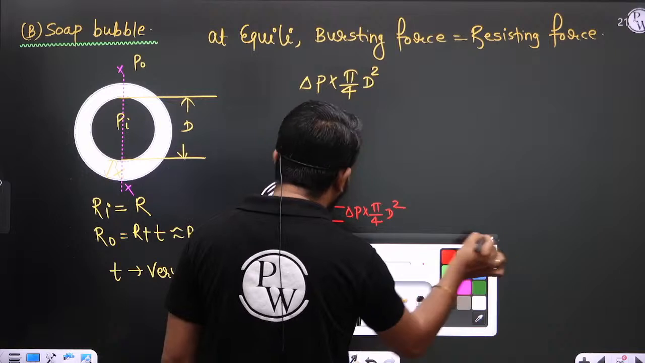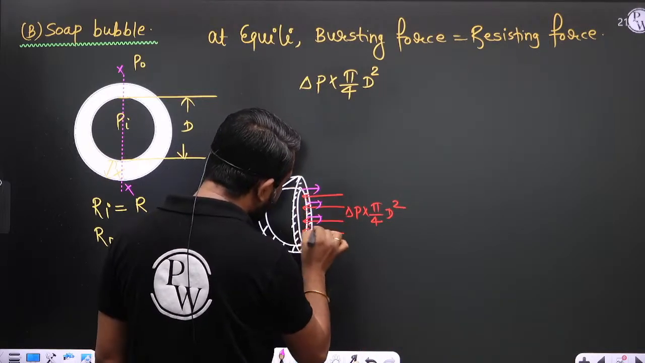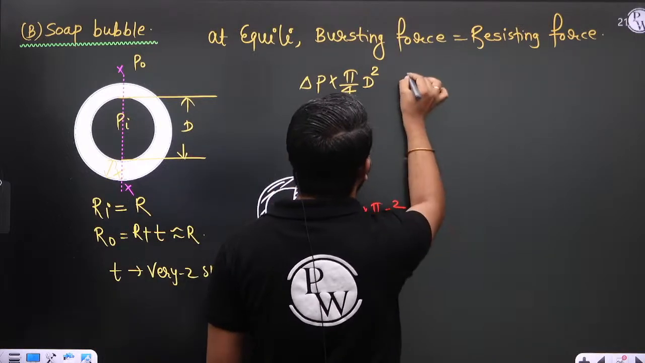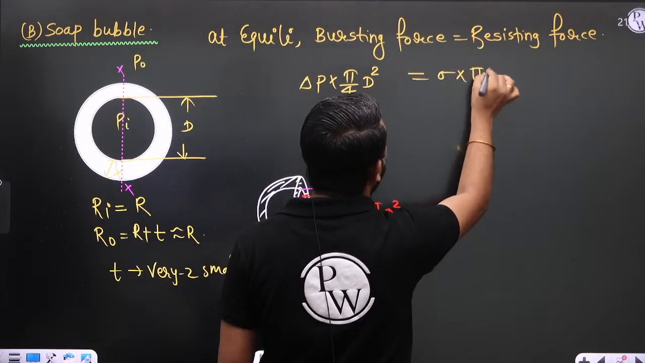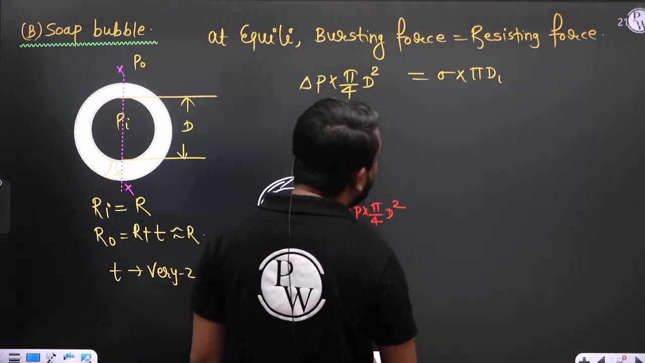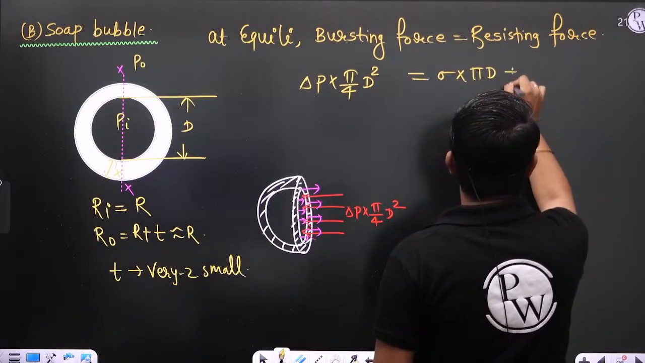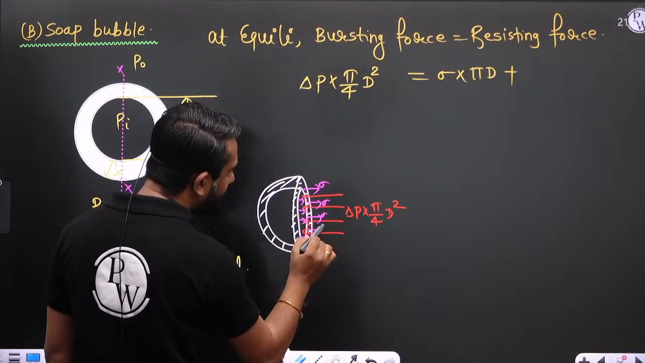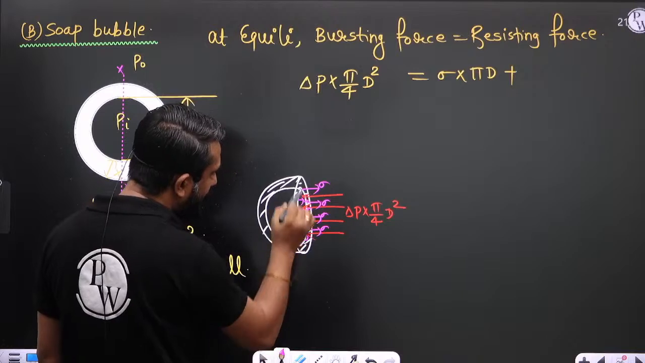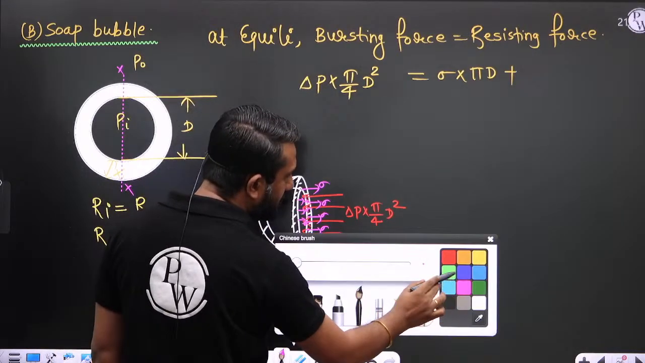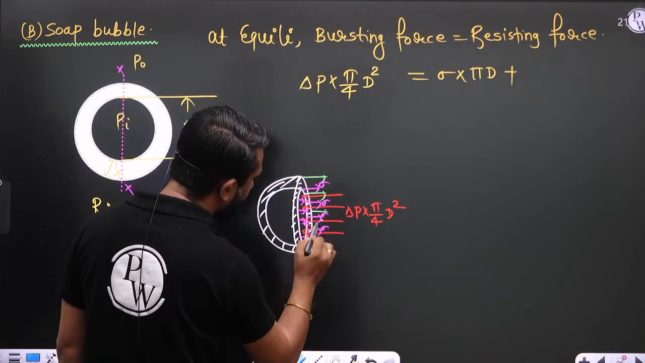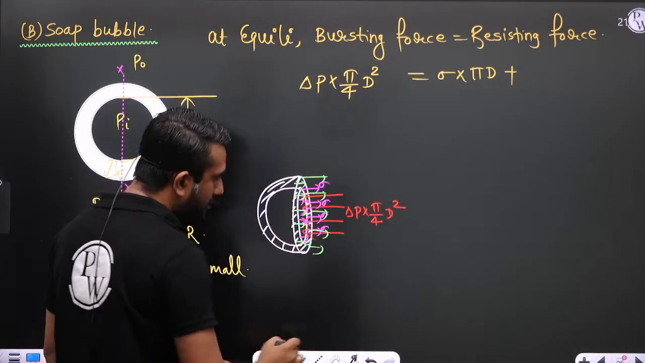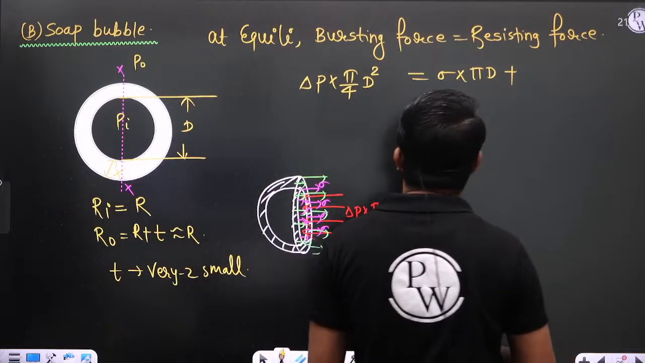So if you see the resisting force, first it is sigma into pi d, the surface tension force acting at this interface. Now there is another interface also. So another surface tension force.